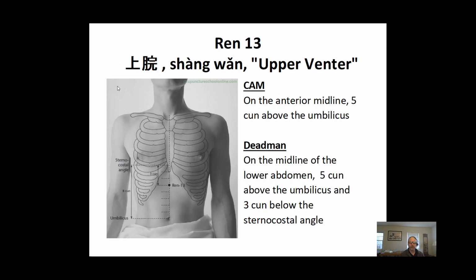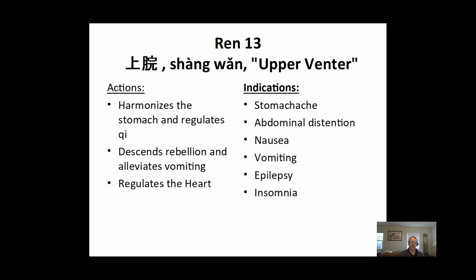Ren 13. Ren 13 is 5 cun above the belly button, or 3 below the sternocostal angle. Harmonizes and regulates the stomach qi. Descends rebellion and alleviates vomiting, regulates the heart.